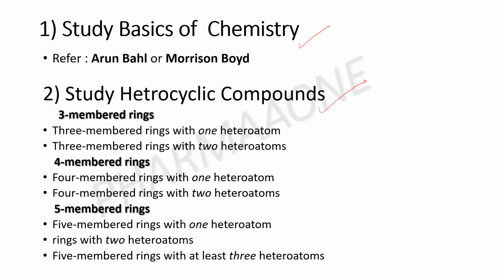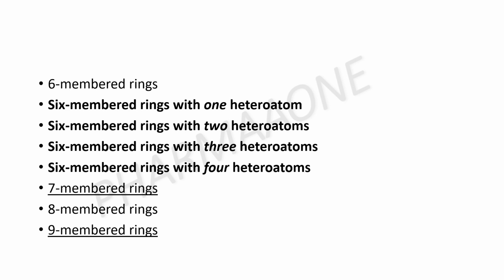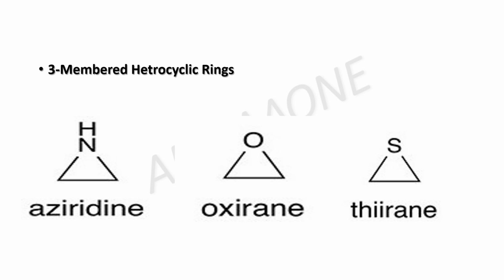Now I would like to explain in detail. In heterocyclic compounds, so many types are there. First one is 3-membered ring, 4-membered ring, 5-membered ring, 6-membered rings, 7-membered ring, 8-membered ring, 9-membered ring. 3-membered heterocyclic ring. First one, aziridine. Numbering starts from heteroatom: 1, 2, 3.